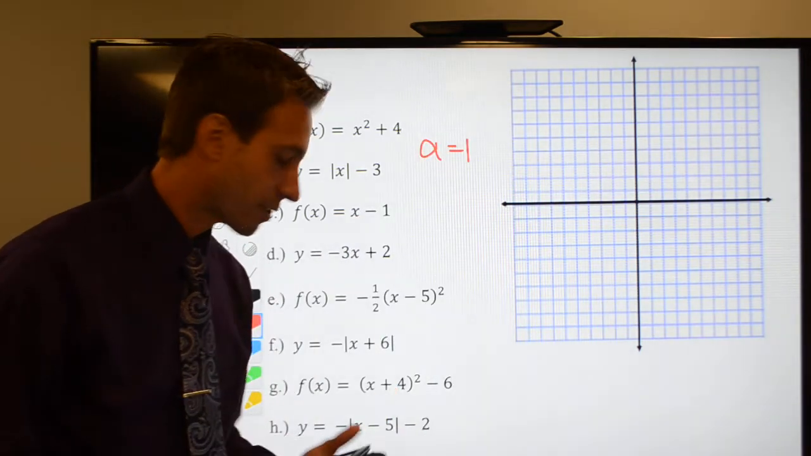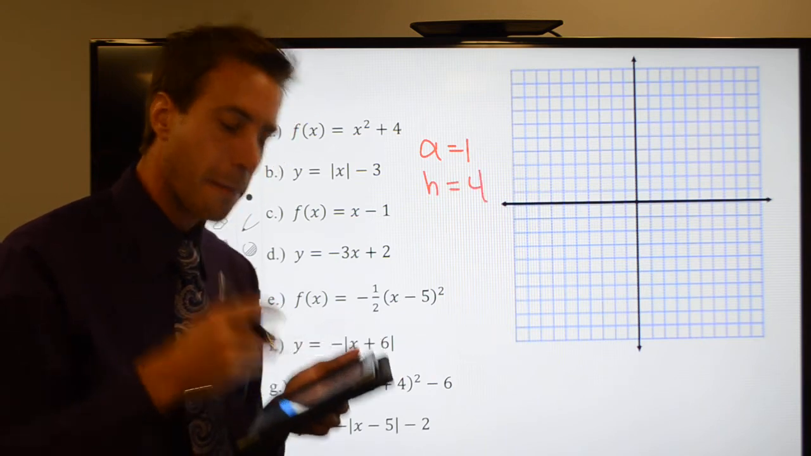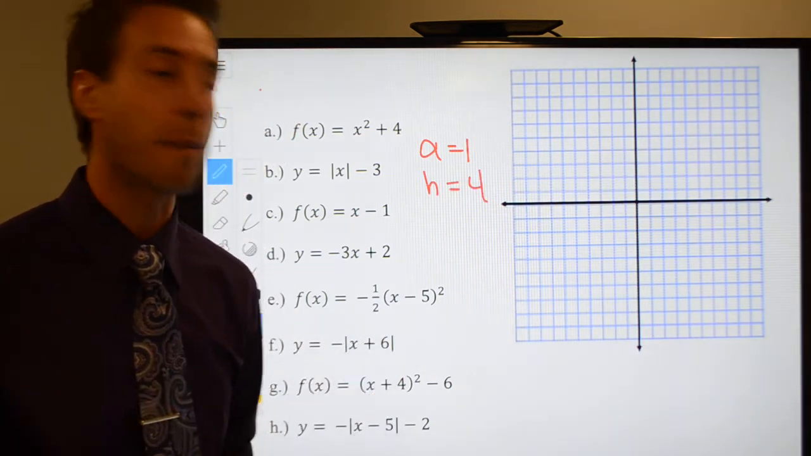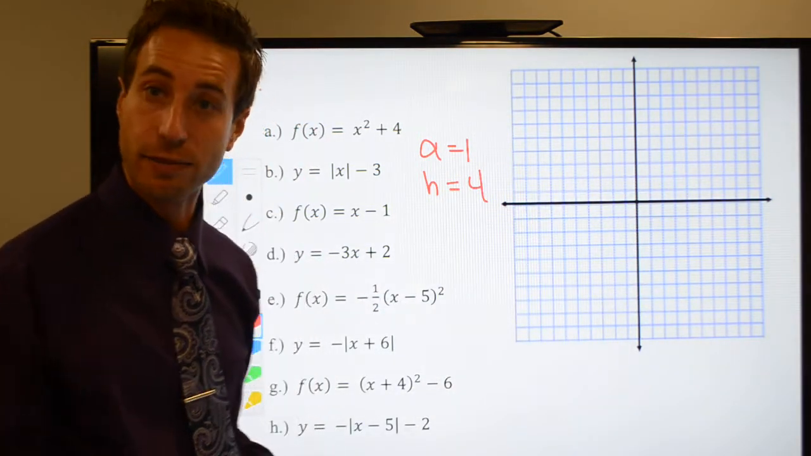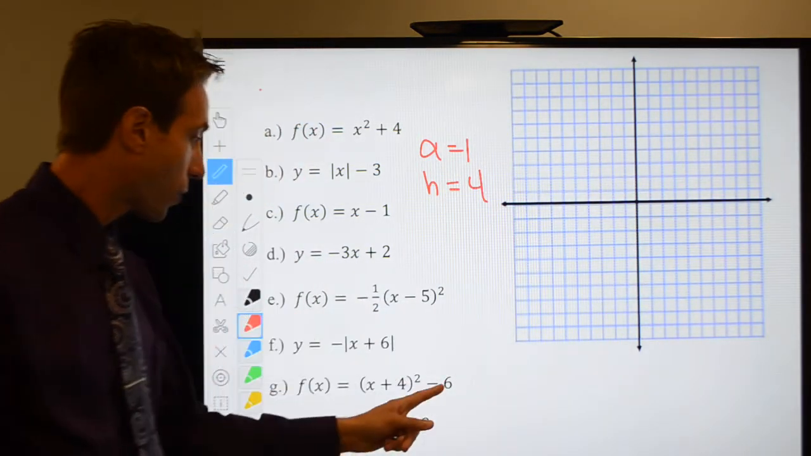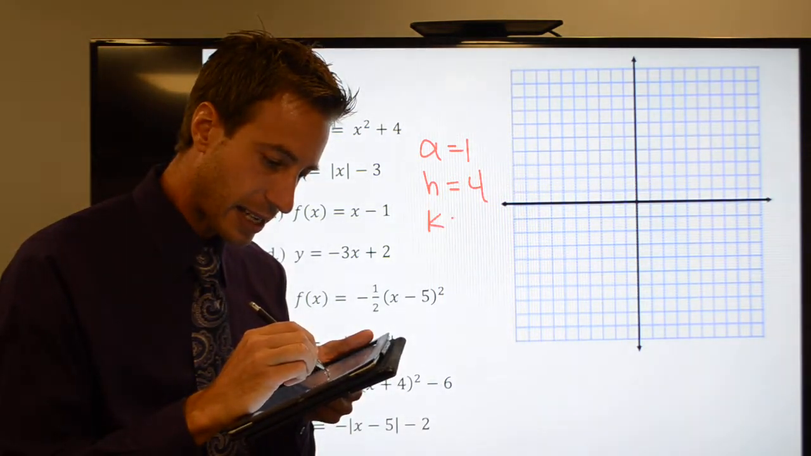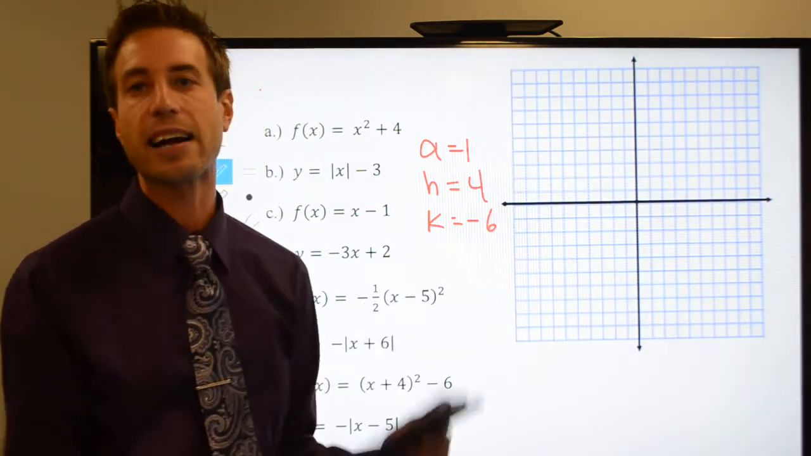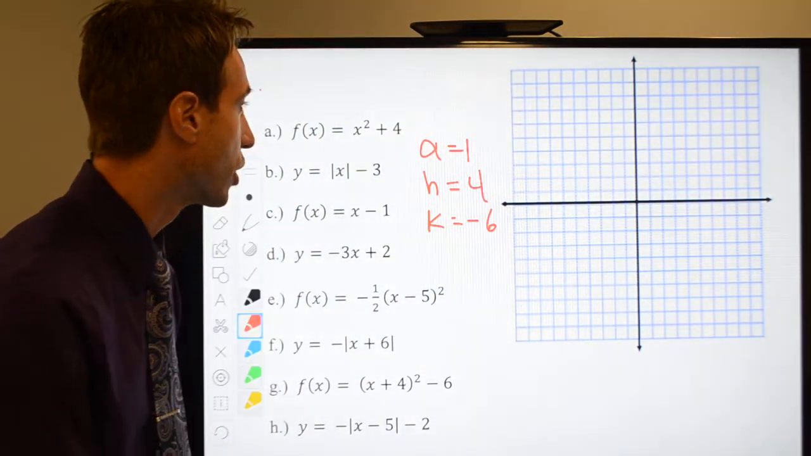Plus 4, I got a plus 4 inside the parentheses, so that means that H is equal to 4, but I remember that H goes in the opposite direction. Since it's a positive 4, I'm actually going to move in the negative direction 4 units. And I also have back here a K that's going to be a negative 6. And K works exactly the way that we want it to: when it's a negative number, you go down that many units.